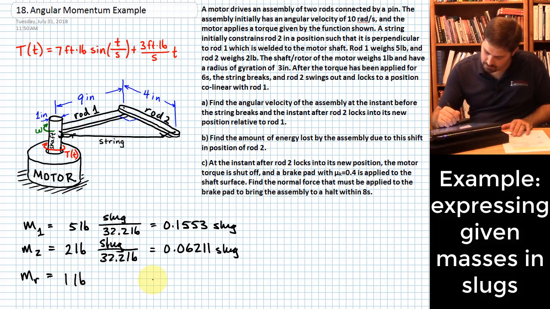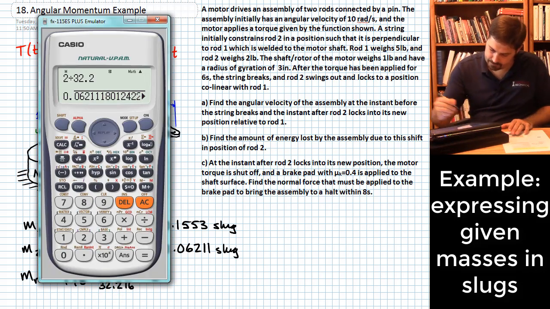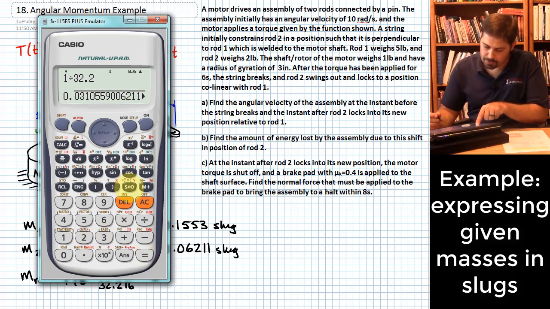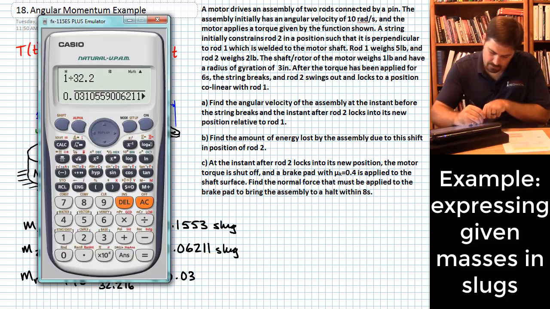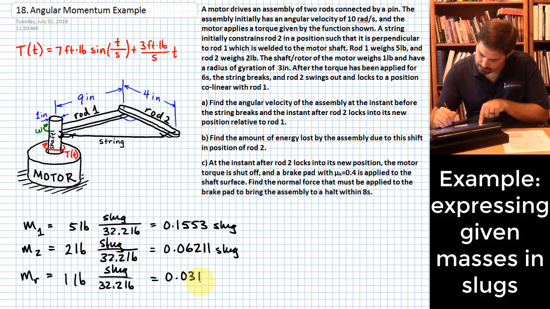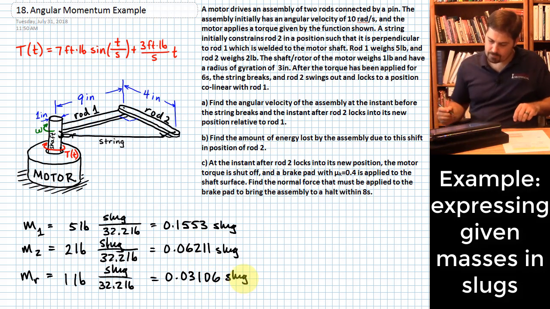Okay, and again we'll multiply that by a slug per 32.2 pounds. Okay, and that gives me 0.03106. All right.